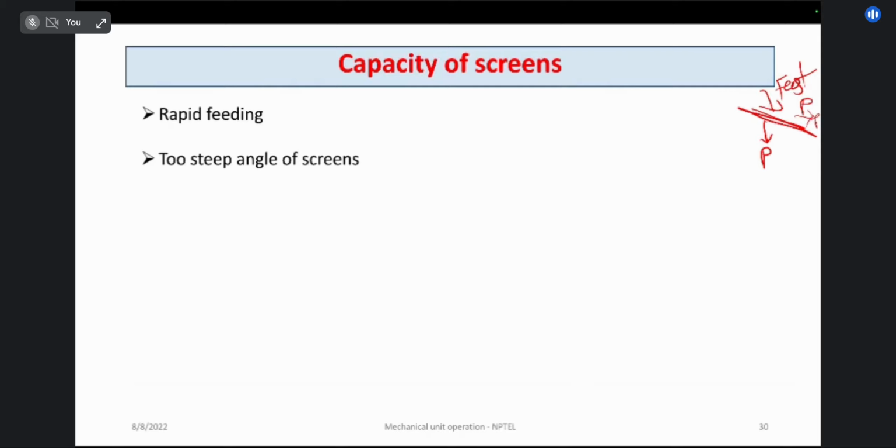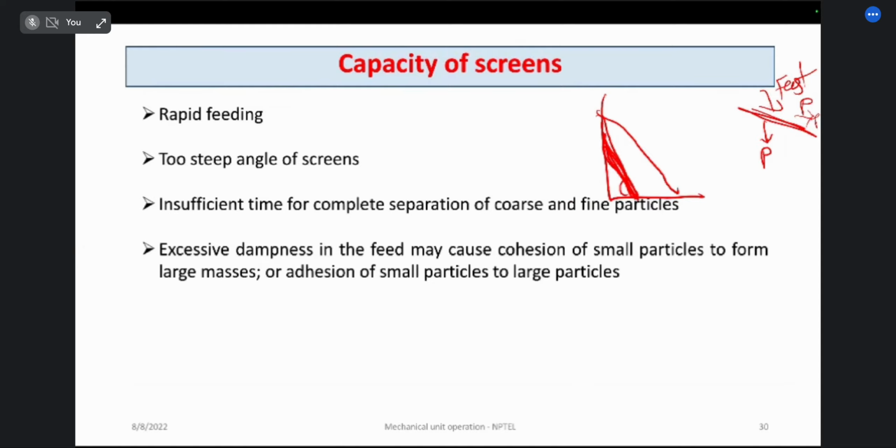The strip angle of the screen should be at a particular angle, but if you use a lower angle, then there might be chances to reduce the capacity of the screen. Then insufficient time for complete separation: you need to provide a sufficient amount of time in order to separate the coarse and fine particles. If you are not providing it, then also it will be a problem for the screen capacity.